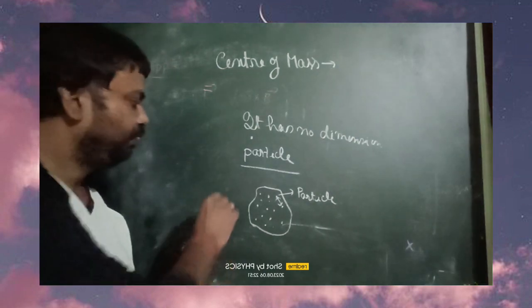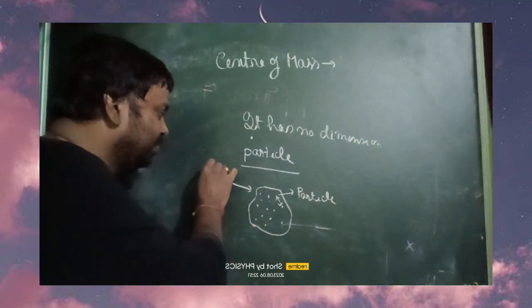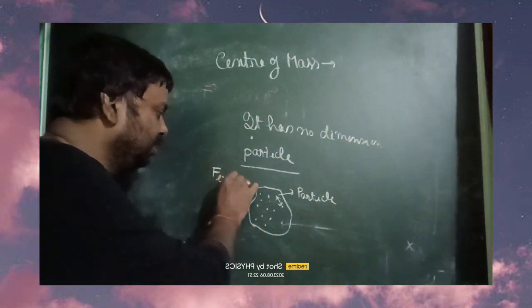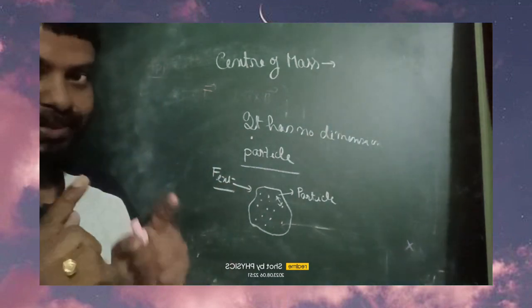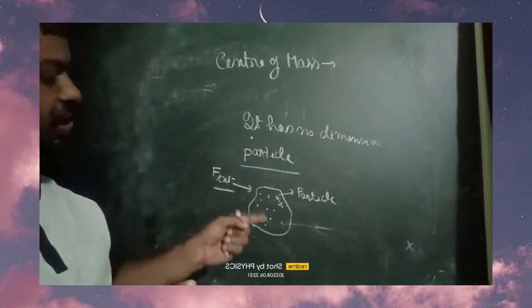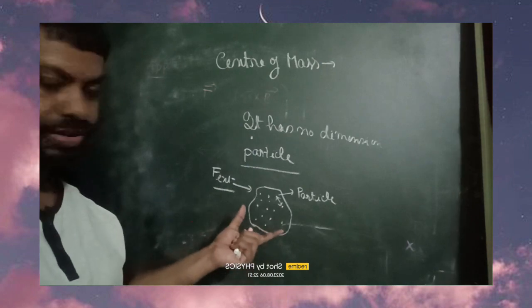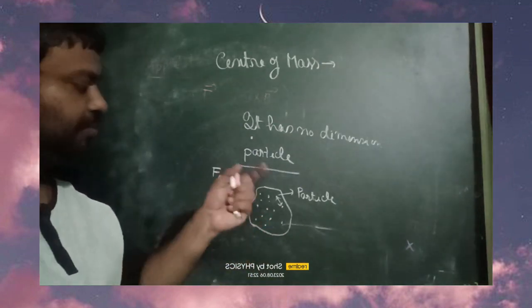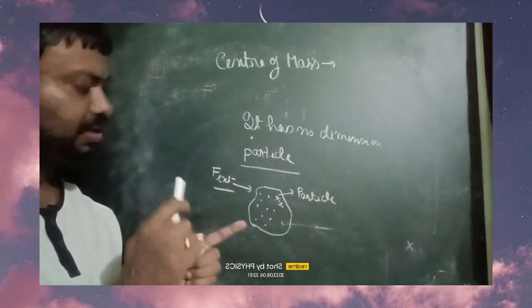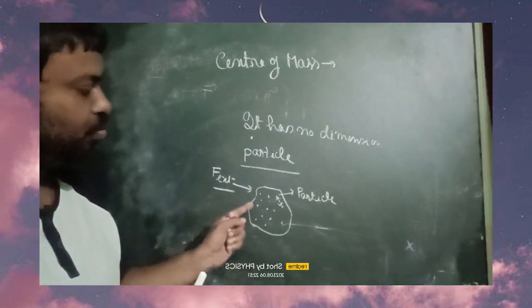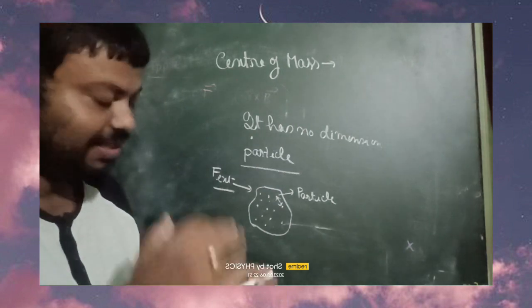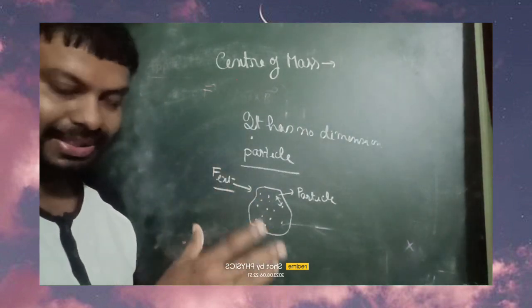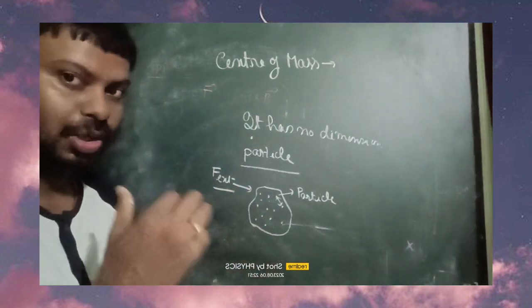If we apply an external force F external, and the interparticle distance does not change, then that body is called the rigid body. Now if we consider the motion of the object, there is a motion of the whole particles.